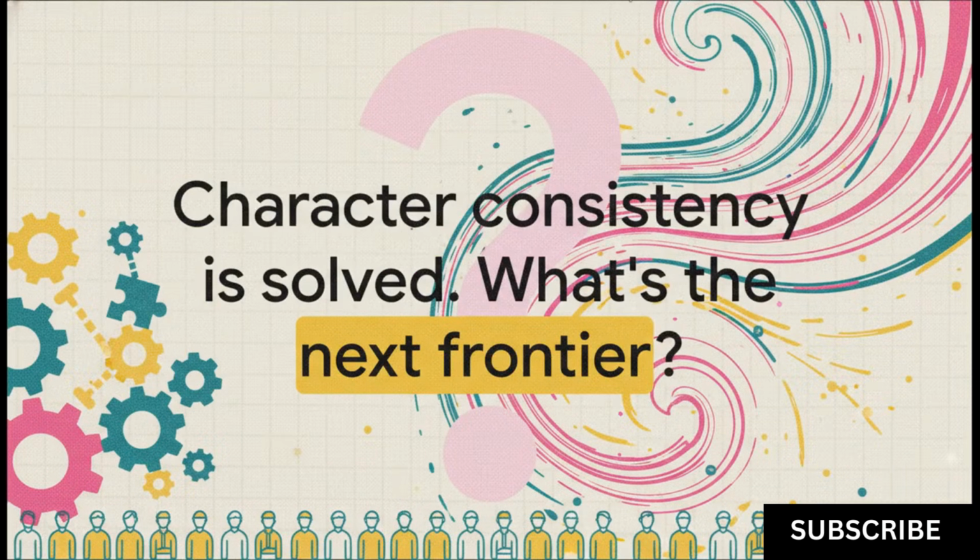You know, by following this blueprint, that whole character consistency problem is, well, it's pretty much solved. So it leaves us with a really fascinating question. What is the next great challenge for AI storytelling? What's the next big frontier we need to cross to create truly compelling narratives?